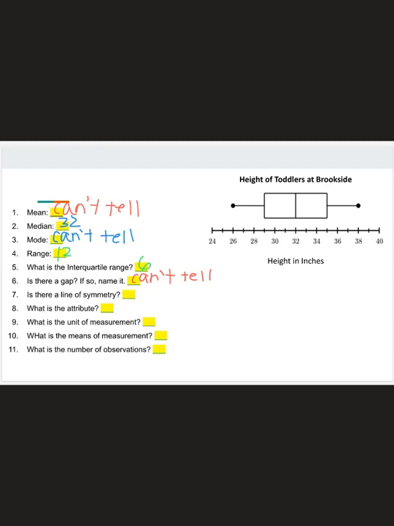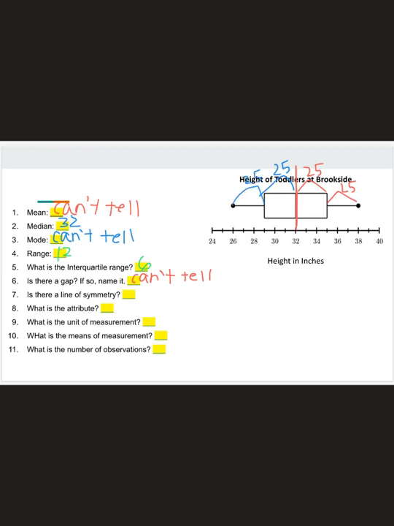Number 7, is there a line of symmetry? So the answer is going to be yes, and here is why. If you think about this, we know that middle center line right there is the median. And in a box plot, we know 50% is on the right side, right? 25%, 25%, make 50. And then on the left side is another 50%, so 25 and 25.